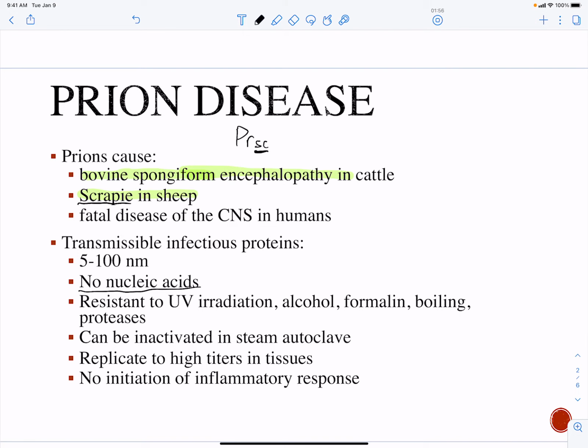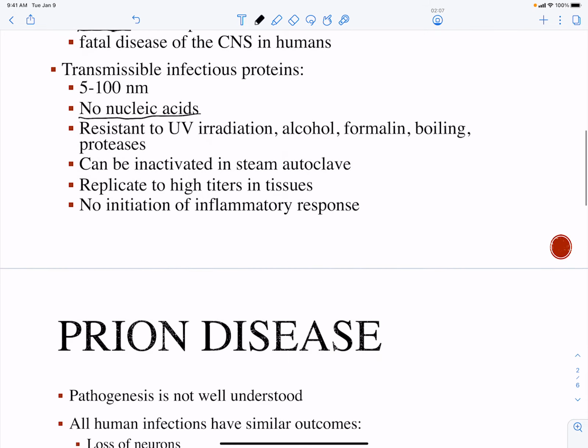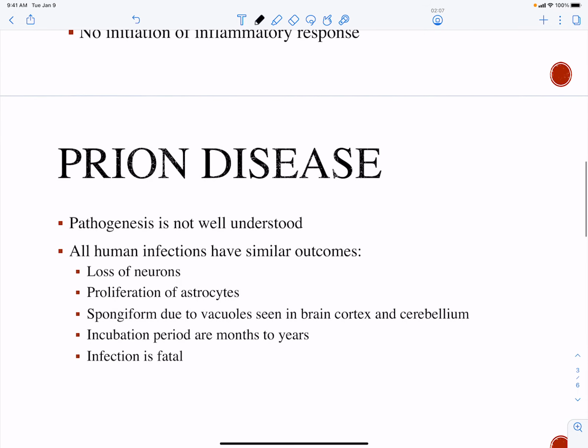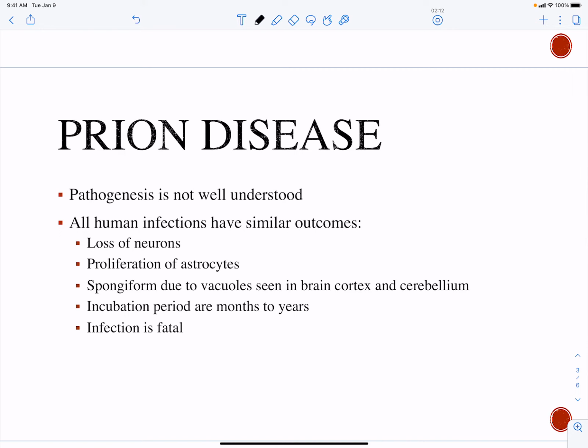Now, prion proteins are going to, as I said before, change your other proteins into the disease protein. And when someone is infected with prion proteins, if you look in their brain post-mortem, you'll see high levels of prion protein present. And there is no initiation of an inflammatory response because we have prion proteins. They are normal, they're in our central nervous system, and they are part of our neural signaling pathways.